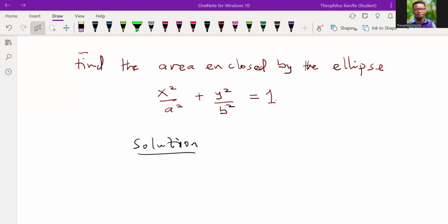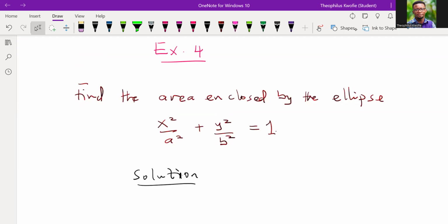And in this episode, we are still continuing on trig substitution. And in this particular problem, we want to find the area enclosed by the ellipse. And so the question is, how does trig substitution come into play? So we'll take our time and we'll see how it comes out. All right, let's get going.